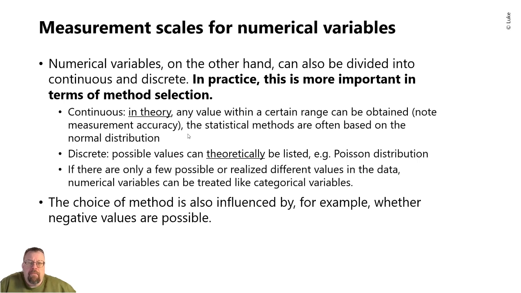But also, it might be that there are only a few possible or realized different values in your data, even for a numeric variable, and that would make it so that it's basically then treated like a categorical variable in the end if you only run into a few possible values in your data. And also one practical thing is choice of method might be influenced, for example, by whether negative values are possible to exist.